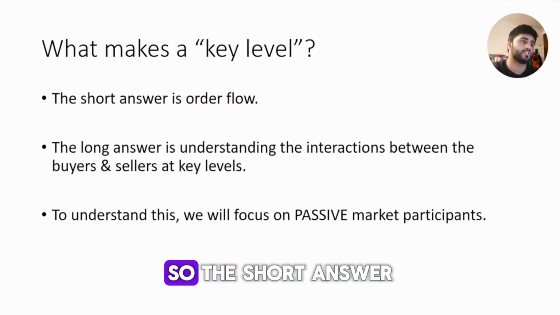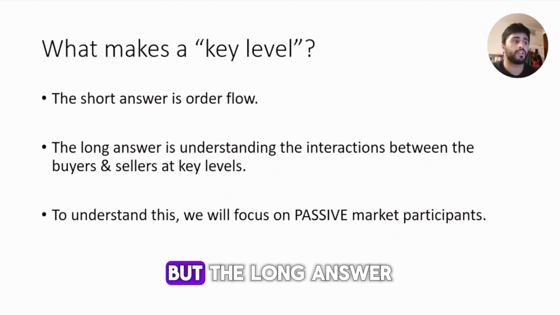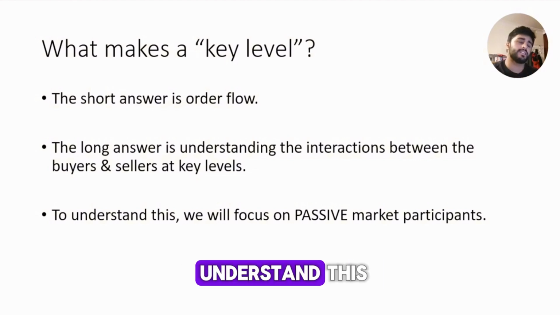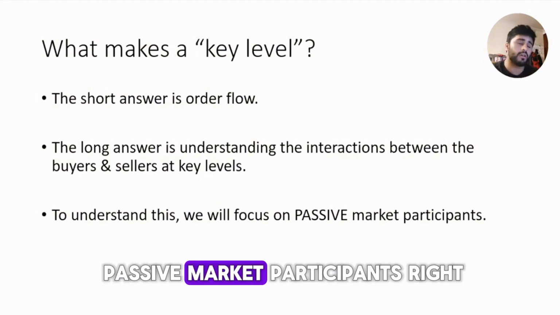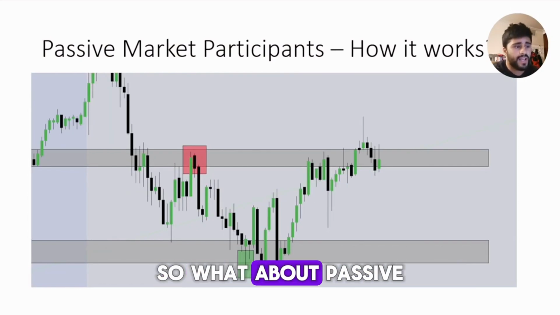So what makes a key level? The short answer is order flow is what makes you want to buy or sell at a key level. But the long answer is understanding the interaction between buyers and sellers. And to understand this, we will focus on passive market participants, right? So what are passive market participants?